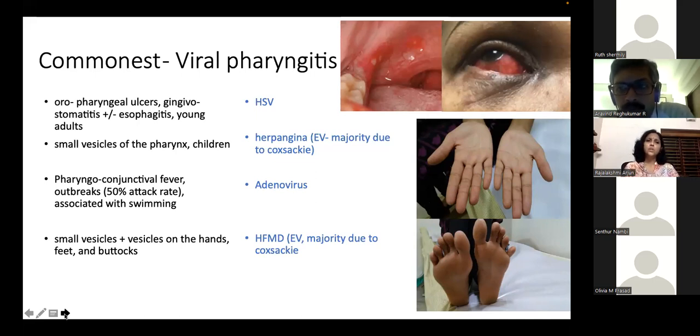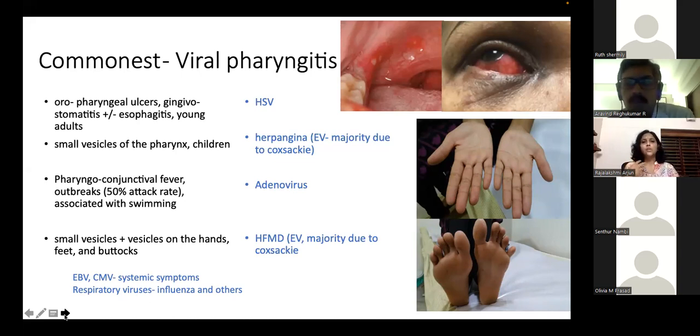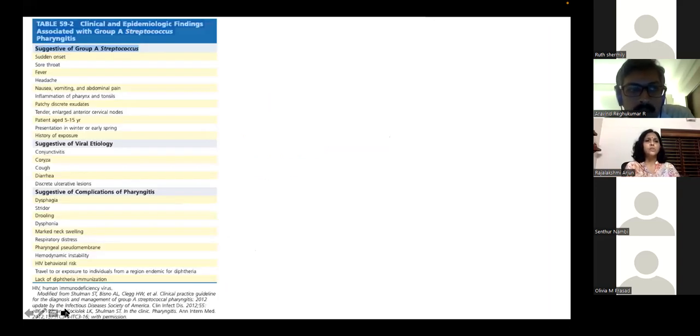So these are important clues for viral pharyngitis, and if you have another organ involvement, you can make a very good diagnosis by looking at these clinical clues. Also remember that some of the systemic viruses, like EBV and CMV, can also present as viral pharyngitis, where you will have generalized lymph nodes or rash along with pharyngitis. It may also be due to respiratory viruses, commonly influenza, parainfluenza or metapneumoviruses. So to reiterate, the important signs suggestive of viral etiology are conjunctivitis, coryza, cough, diarrhea, and oral ulcers.